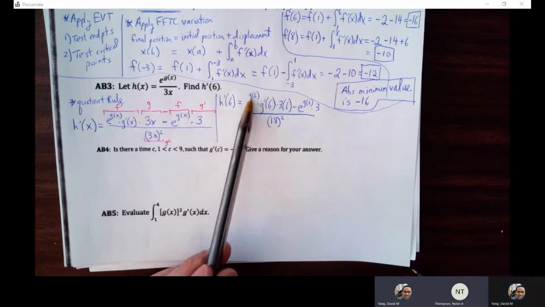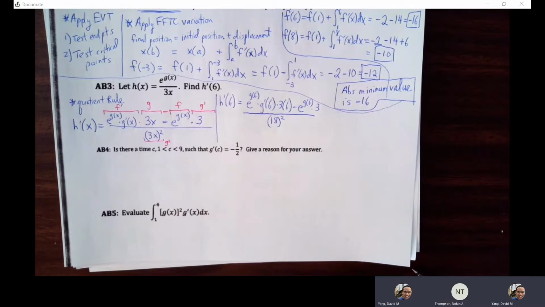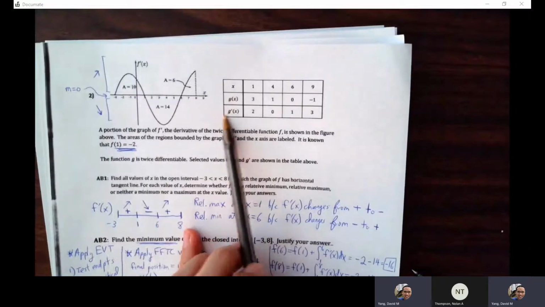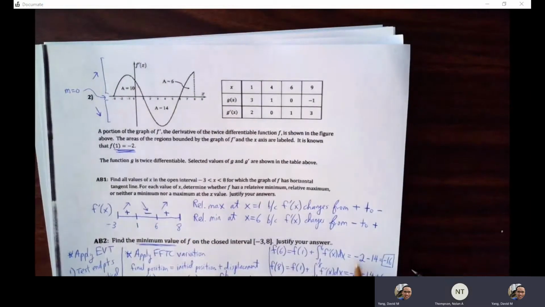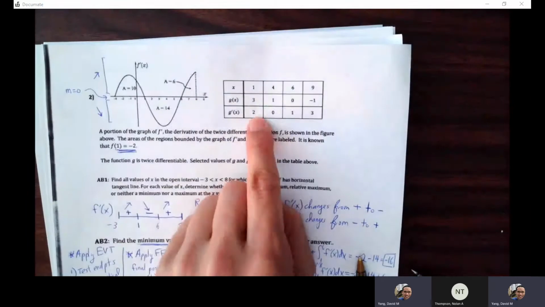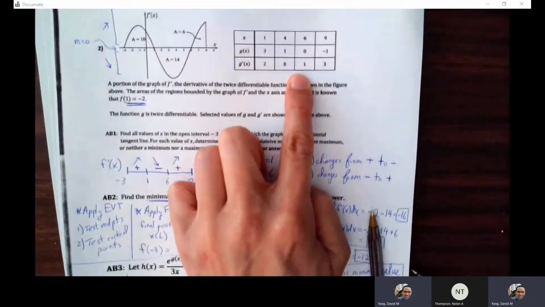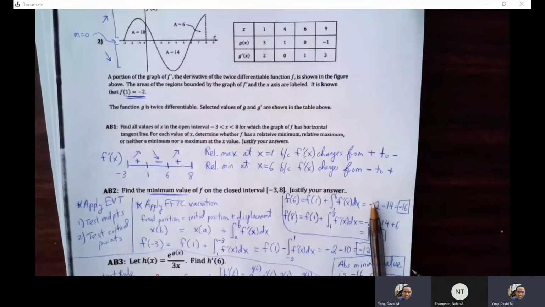Okay, so wait, how do we know what the function g of x is? Oh, we're going to refer to the table now. Now we have the table to help us with g. So we're done with f. Now we're relying on this g table here. So we need g of 6 and g prime of 6.